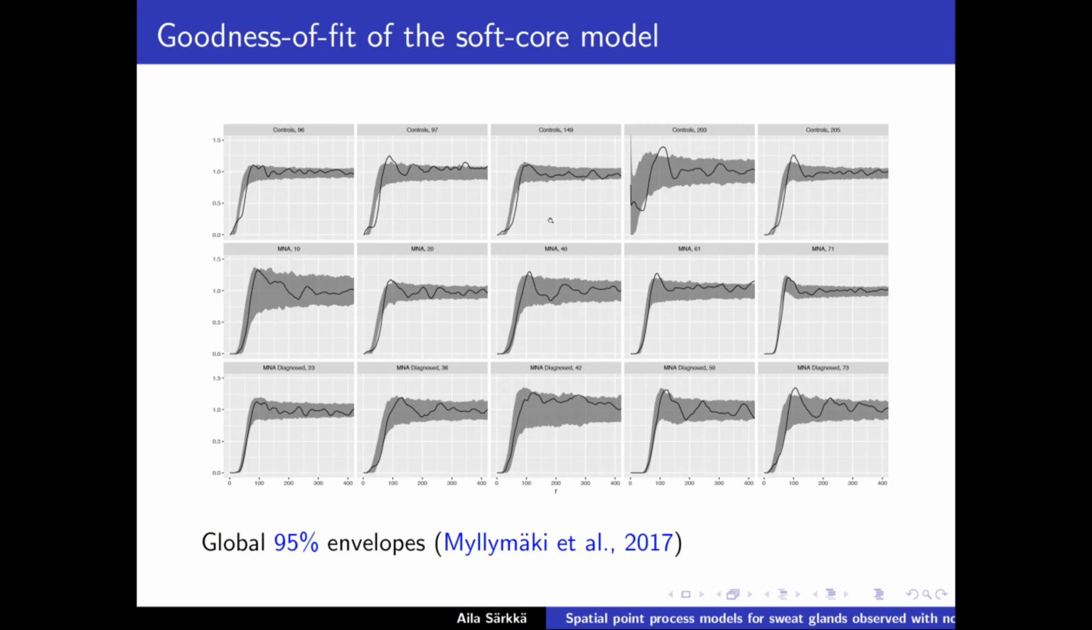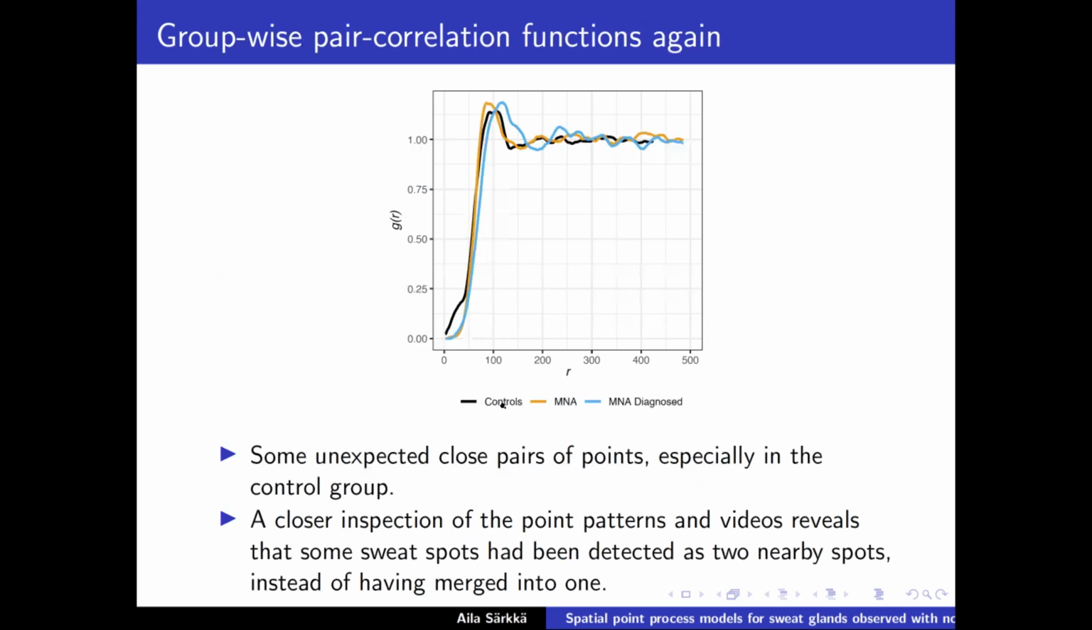And then here again, the pair correlation functions were pooled, so one pair correlation per group. Here you see even more clearly that at short distances, especially in the control group, you have some pairs of points that maybe shouldn't be there. So this is again these pooled pair correlation functions, and you see the same thing here: a little bit unexpected close pairs of glands, especially in the control group.